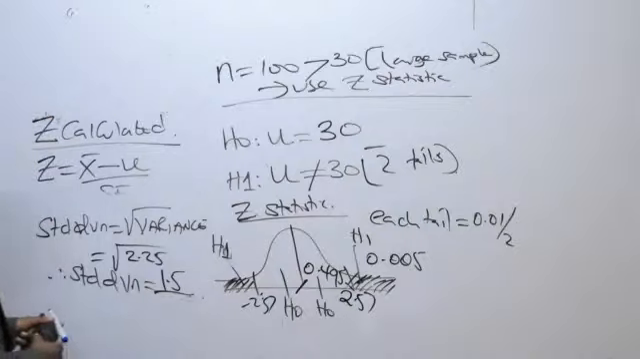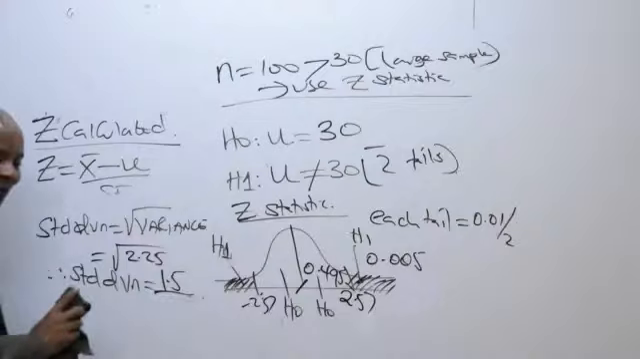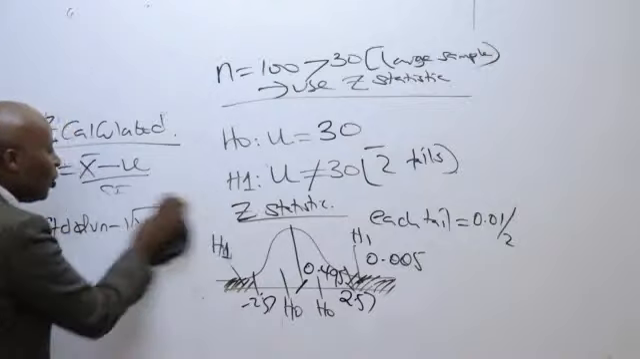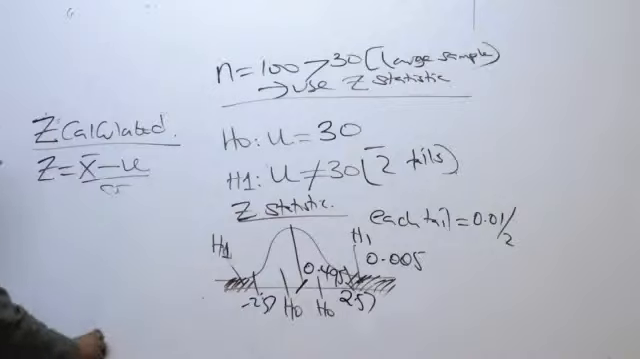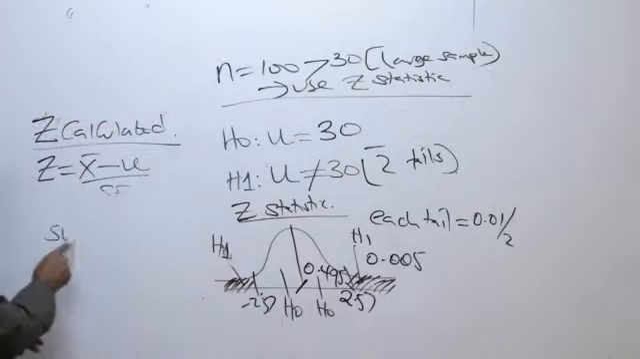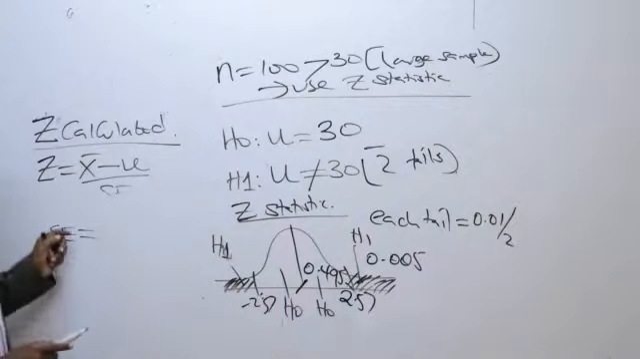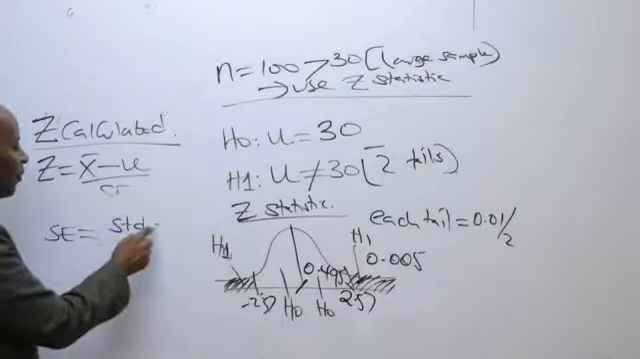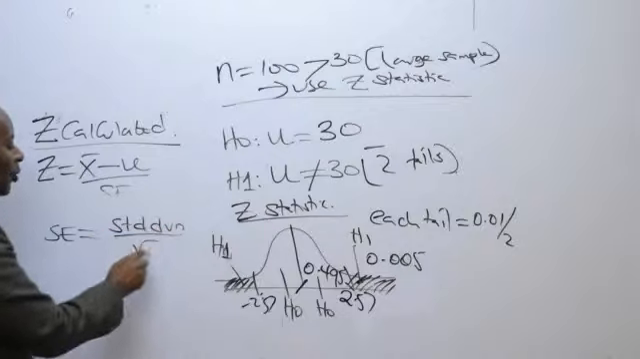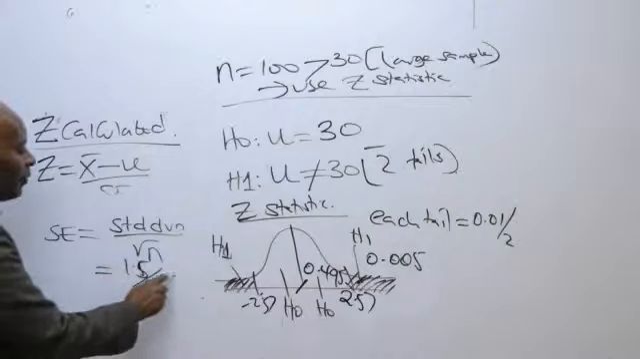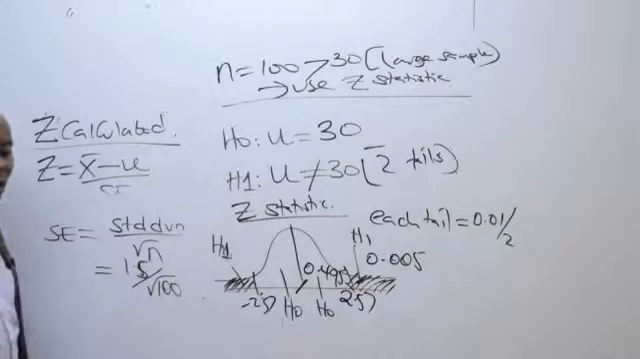Okay. So standard deviation is 1.5. Thank you very much. Now, ladies and gentlemen, having gotten that standard deviation, I know where I'm going to feed this. I want to get the standard error of my sampling. I know the formula. It is standard deviation divided by root of n. So it will be the 1.5 that you have given me divided by square root of 100.